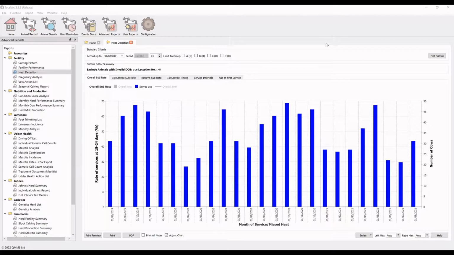Return services are defined by cows that have had a serve in that lactation and they're due their next serve within 18 to 24 days after the previous serve. So that's roughly correlating to the expected estrus window length that we see in the modern dairy cow.